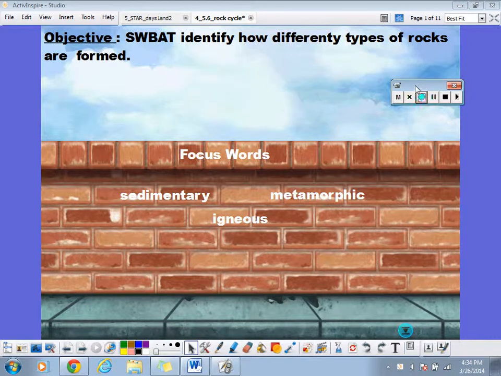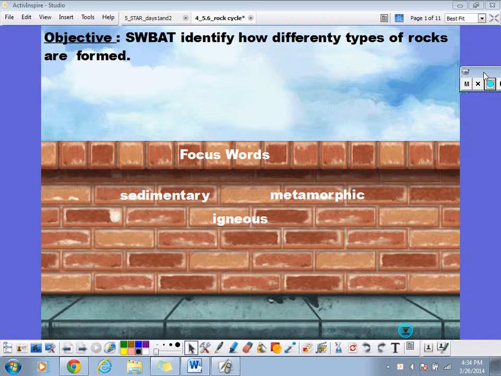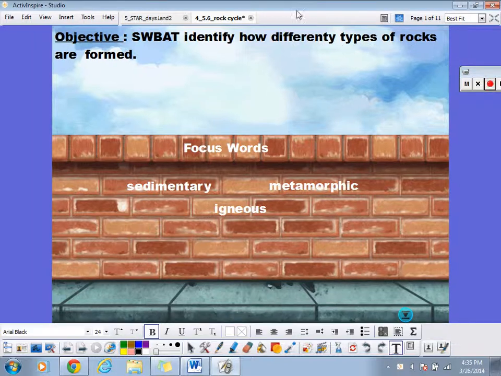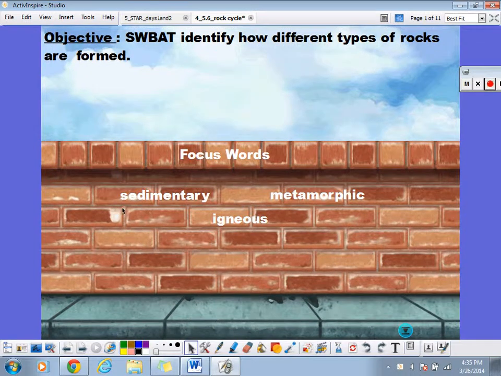Good afternoon, fourth graders. Today our objective is students will be able to identify how different types of rocks are formed. And the words that we are going to especially focus on today are sedimentary, metamorphic, and igneous. Let's get started.